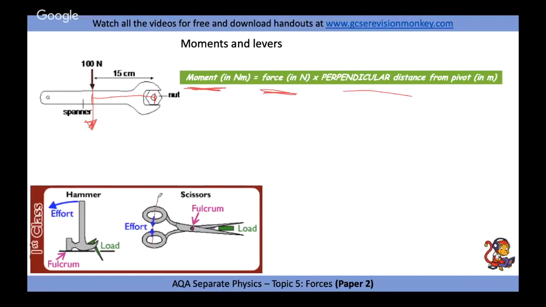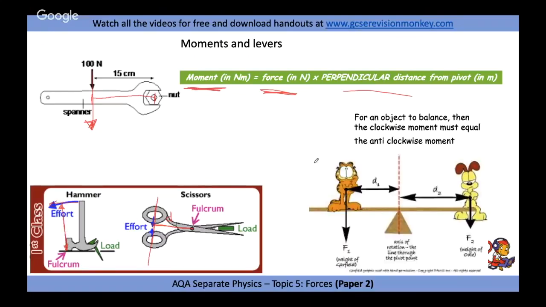So here we have our effort, and our perpendicular distance would be at 90 degrees to that effort. So that there is our distance D. And similarly here, if our effort is that direction and here is our pivot, we're going to want to find the distance between the pivot and the force.